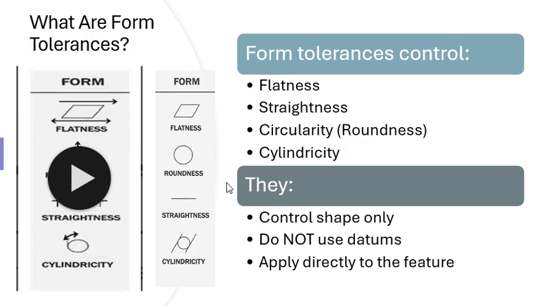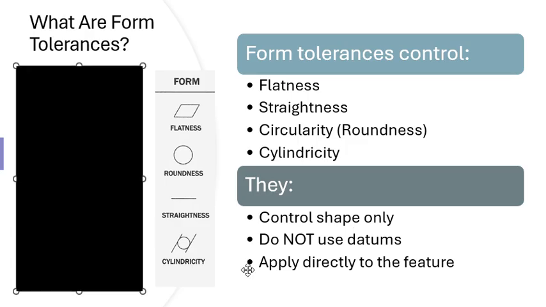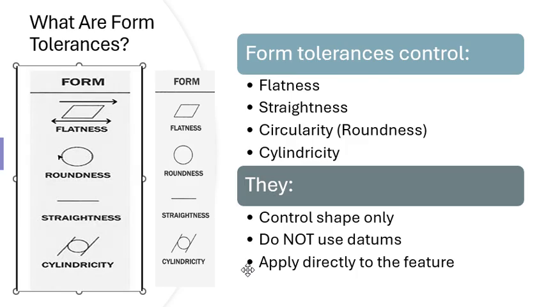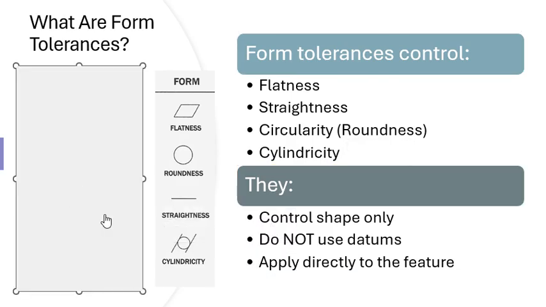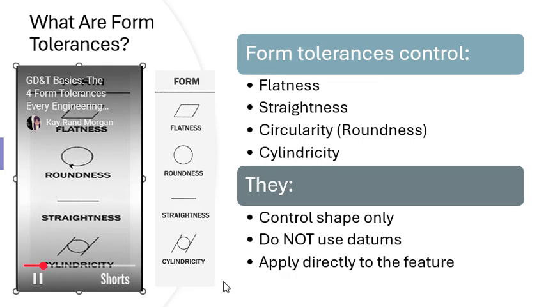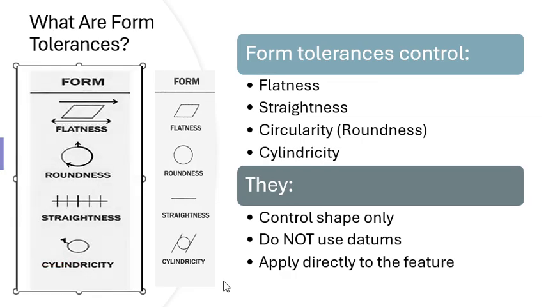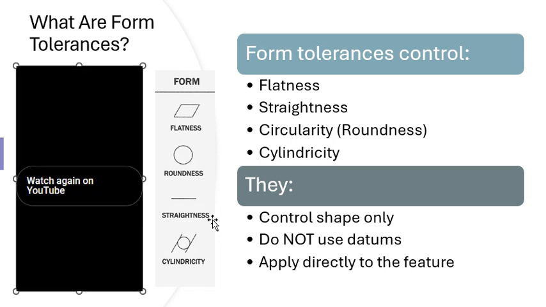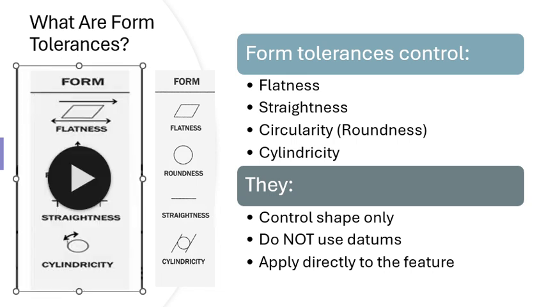They do not use datums, and they apply directly to the feature. We're not doing anything in measurement. We're just making sure the shapes are straight, the shapes are flat, the shapes are round, and the shapes are cylindrical. That's form. For the symbols, we have flatness, roundness, and then straightness and cylindricity. We check these form tolerances.